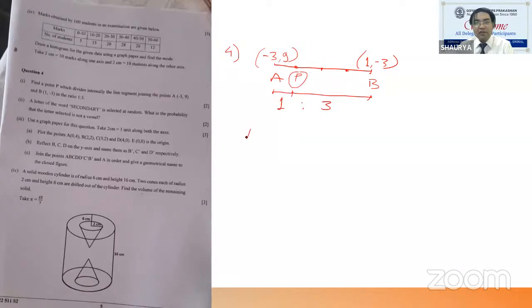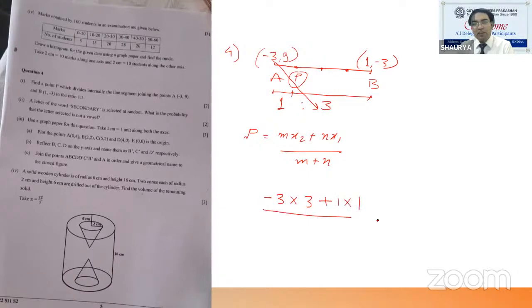So it's again a standard formula, the section formula, as we call it. The coordinates are given as mx2 plus nx1 by m plus n. And why have I drawn a figure? Because we always multiply them crosswise. So if this has been taken as x2, this will be 1. So that will give me the x coordinate as -3 into 3 plus 1 into 1, whole divided by 1 plus 3. This would be the x coordinate of point P. So we can do the simplification. It's -9 plus 1, that is -8 upon 4, which will give us -2. So the x coordinate is -2.